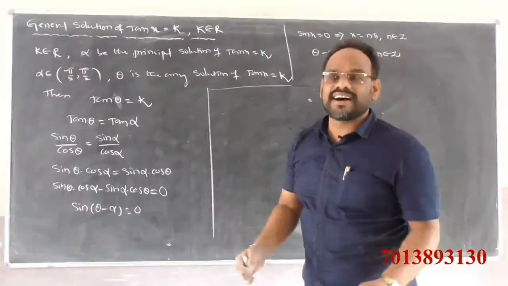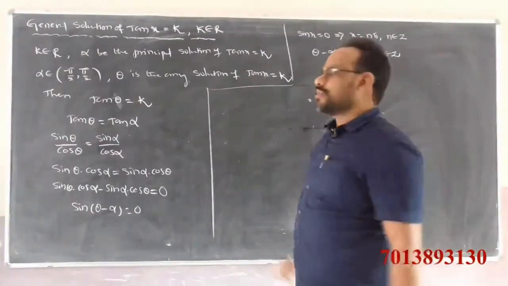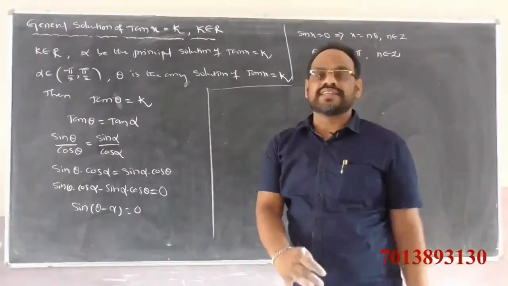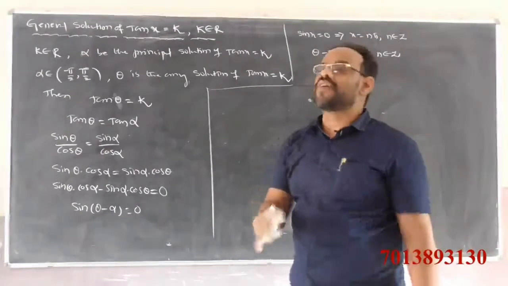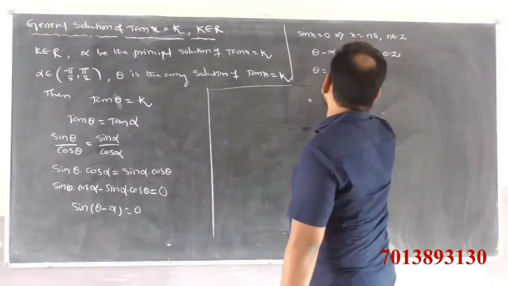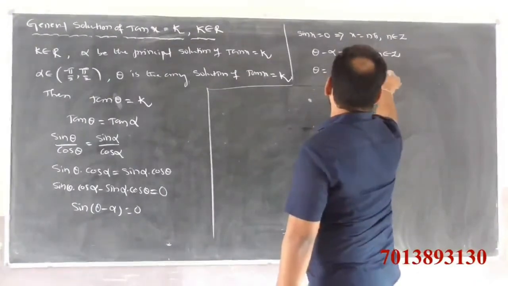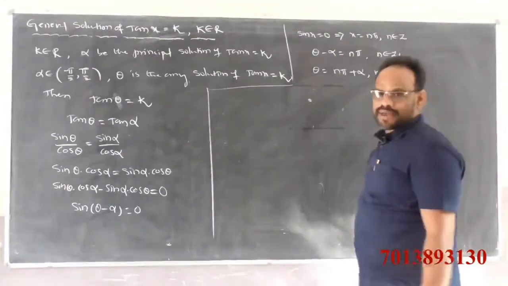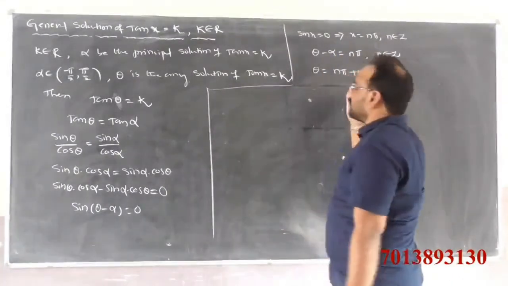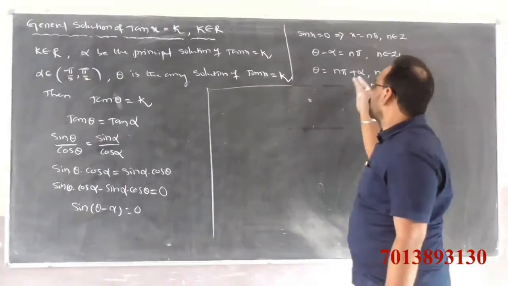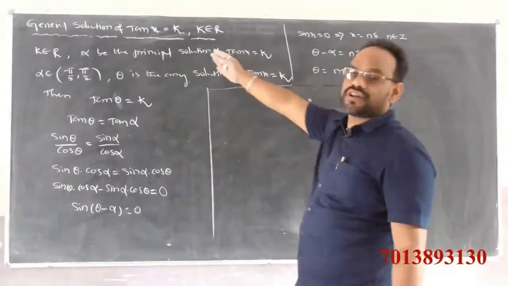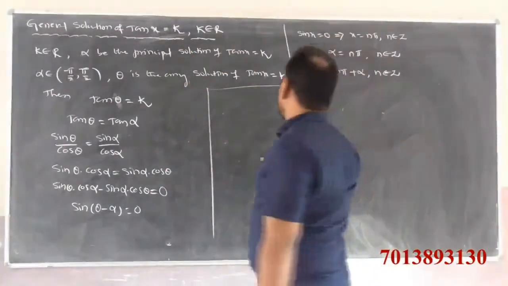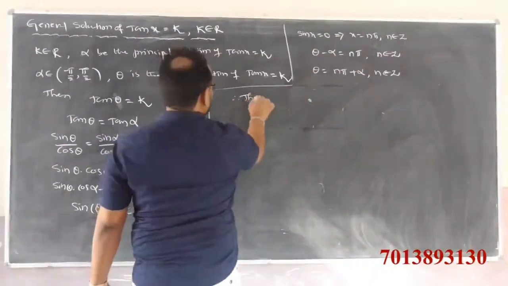We want theta in terms of alpha. So theta is equal to, if you transpose minus alpha from LHS to RHS, clearly it will become plus. So theta is equal to n pi plus alpha, where n belongs to Z. So theta is equal to n pi plus alpha is the general solution of the given trigonometric equation, that is tan x equals to k.